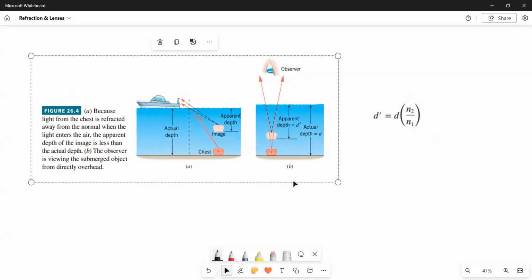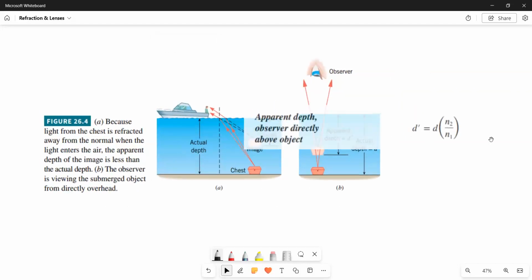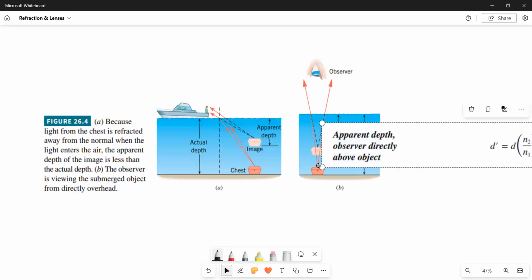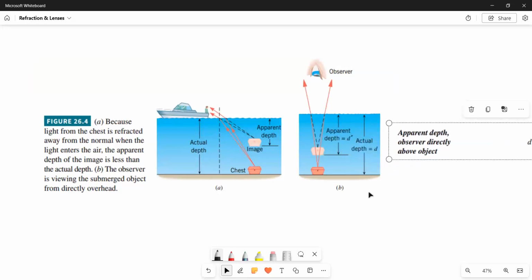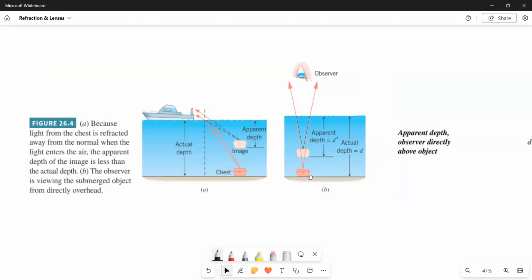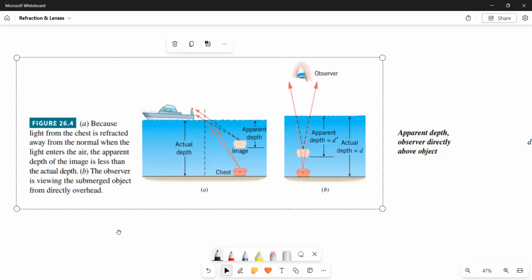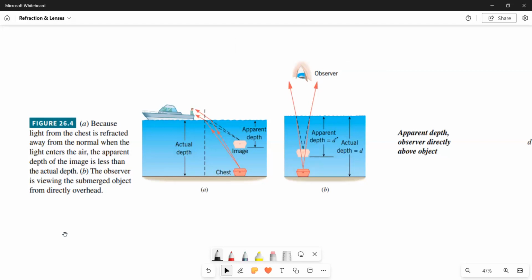This is something we observe very often. I don't know if you ever looked in a pool of water and the pool appears shallower than it really is. And so you don't run and jump in a pool of water like that. Right? It appears that way.